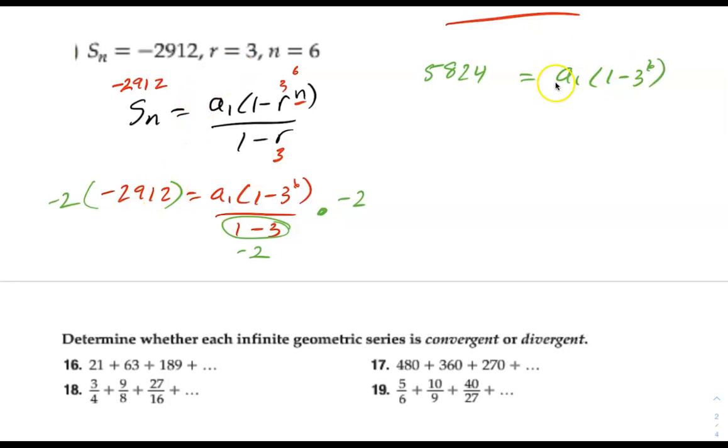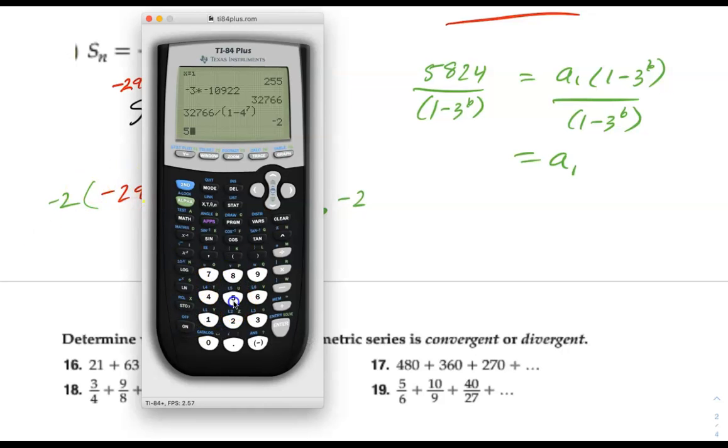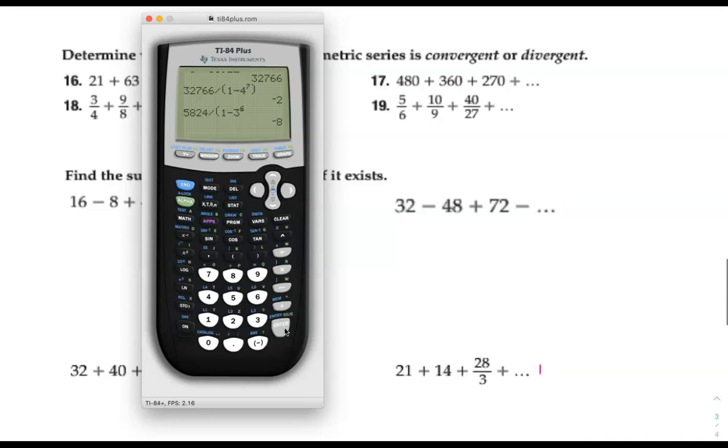I think that's right. And then we're going to divide by this guy. So 1 minus 3 to the 6, divide both sides by that. I'm not going to try to do this one in my head. So a1 equals, let's use my calculator. So 5, 8, 2, 4 divided by 1 minus 3 to the 6. I get negative 8. Boom, boom. So that's how you do those. So we'll move on to the next one.